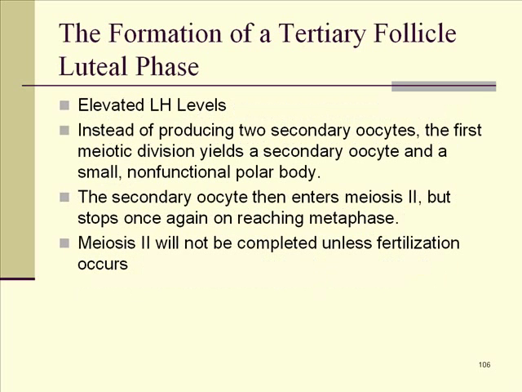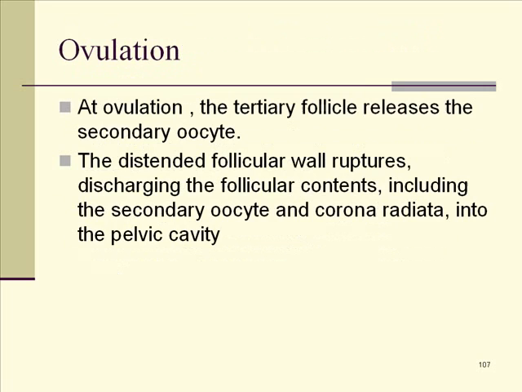I think I have another table in here as well that shows you the hormones that are produced. Again, the gonadotropin releasing hormone produced by the hypothalamus stimulates the production of luteinizing and follicle stimulating hormones, which will then elevate the luteinizing hormone levels. The first meiotic division will then yield a secondary oocyte, which is large, and a small, non-functional polar body that will disintegrate over a period of time as well.